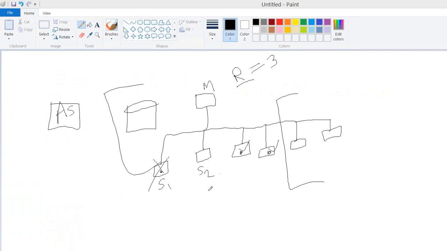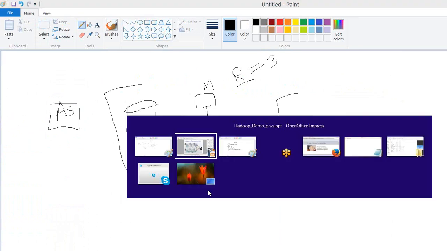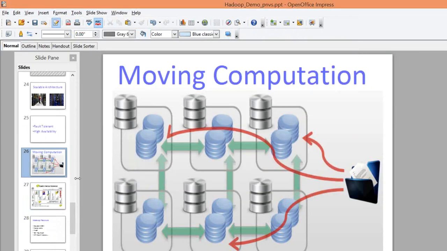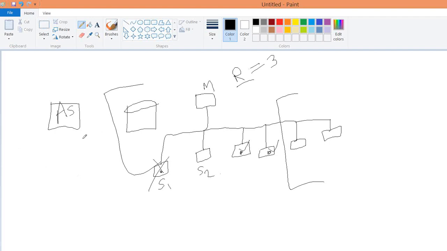So, with the help of replication factor, we can work with all these things. And the moving computation, I'm explaining moving computation, right? The application server will get the data from the data area. Here it will copy, and once it is processed, it will send the updated data back to the data, and it will send it to the client also, right? Yes.